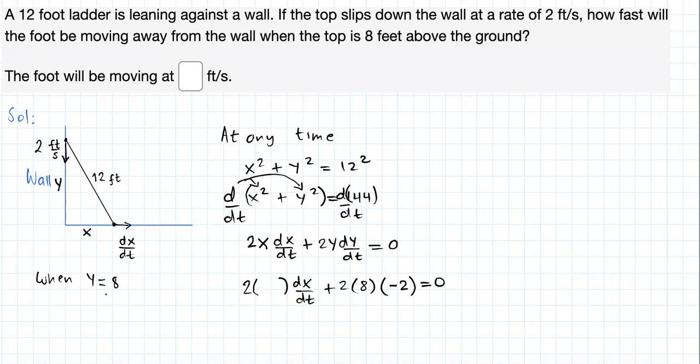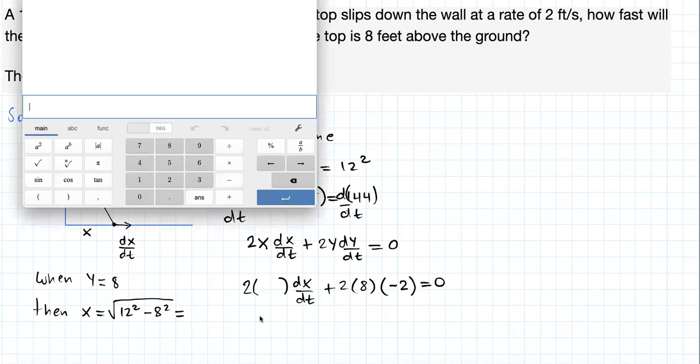Now, when y is equal to 8, right? If you look at this right triangle, then because of the theorem of Pythagoras, x should be equal to the square root of 12 squared minus 8 squared, right? And that is something that we can compute with our scientific calculator. So I am using here our Desmos scientific calculator. So 12 squared minus 8 squared. The square root of all that is 8.94, rounded to 2 decimal places, right?